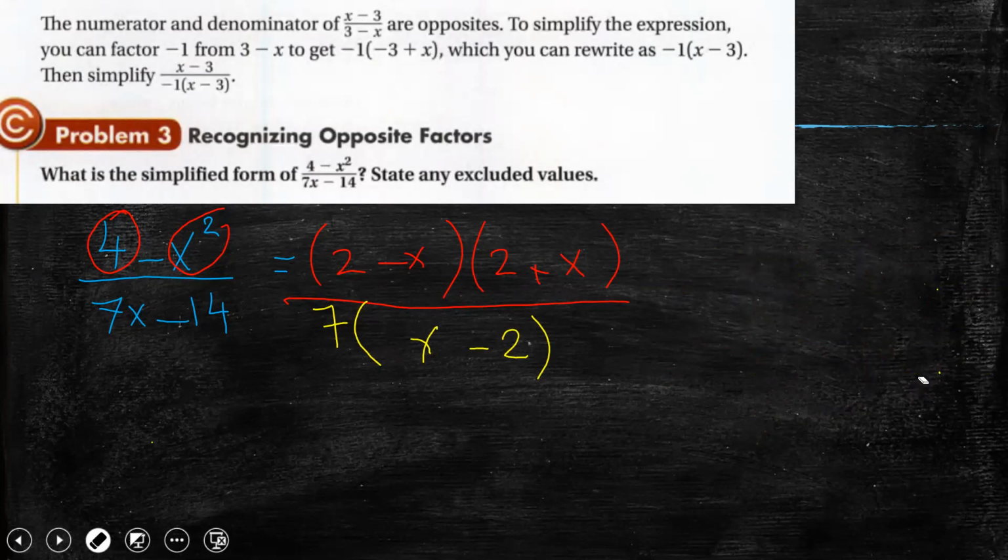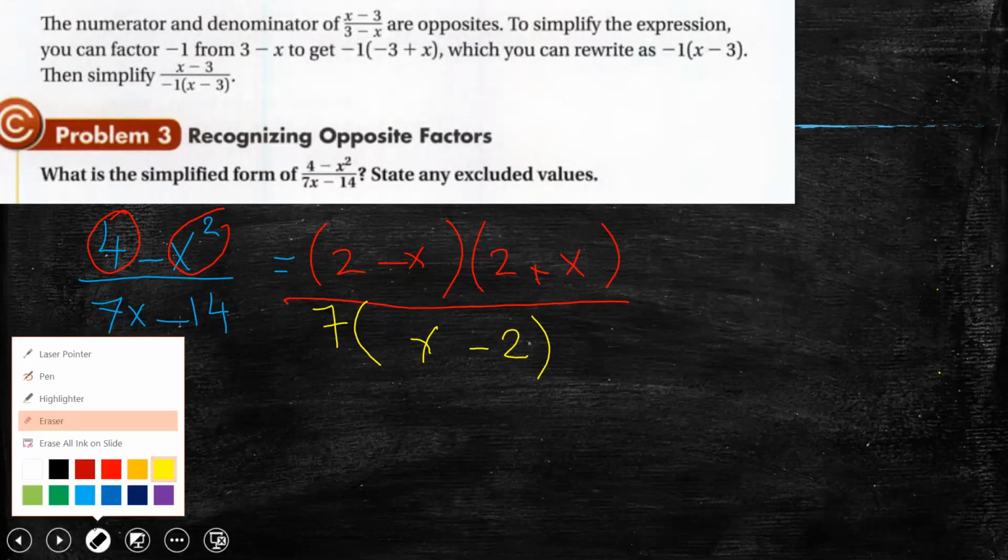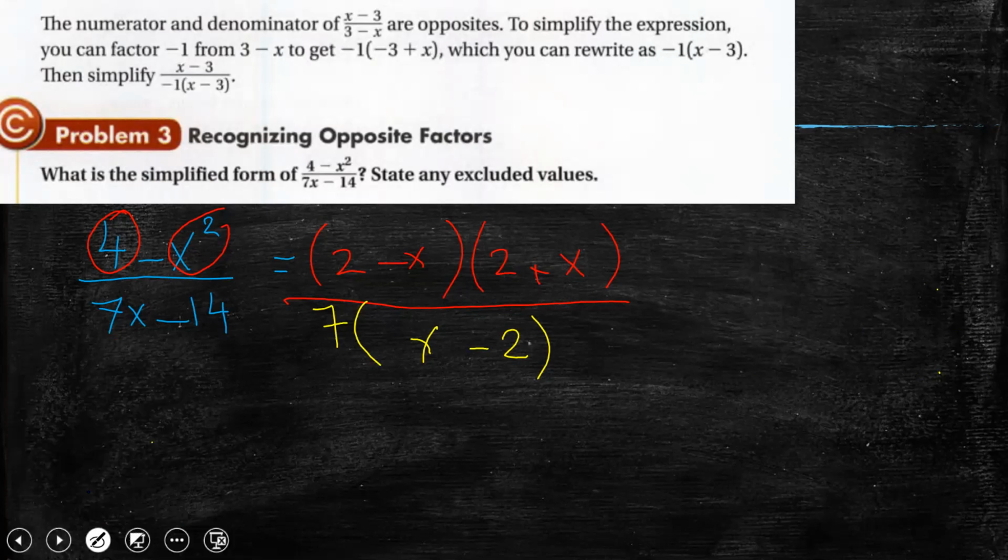Now, let's see where I can simplify it. If you look here, you will find that we have x minus 2, and 2 minus x, and 2 plus x. So it could be that we have opposite factors. Which one is an opposite factor to x minus 2? Is it 2 minus x or 2 plus x? 2 minus x. Bravo. But how did you know?